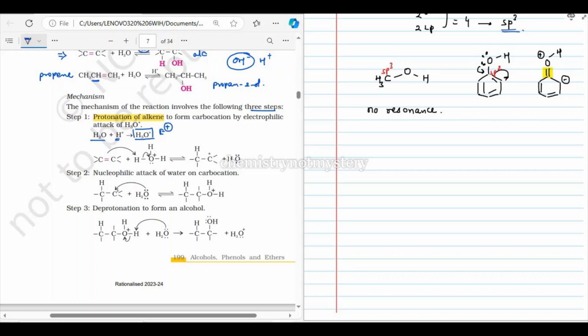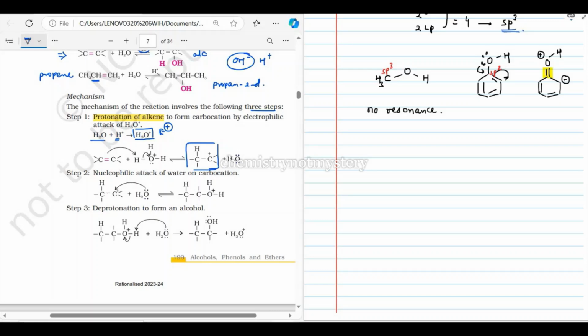In the first step, when alkene reacts with H3O plus ion, one of the carbon utilizes both the pi electrons to make bond with the H plus ion. The another carbon will develop positive charge and water is released in the form of byproduct. So in this first step, formation of carbocation takes place. So this is the carbocation. So this is the first step in which carbocation is formed.